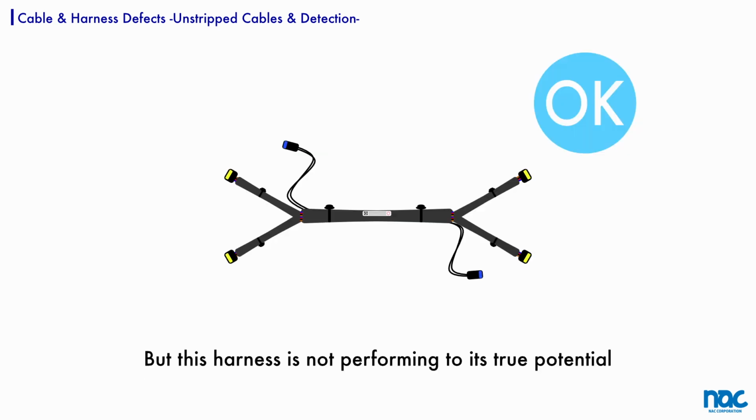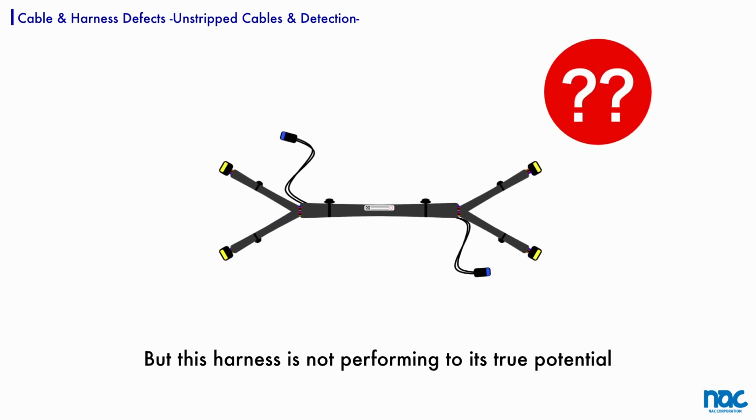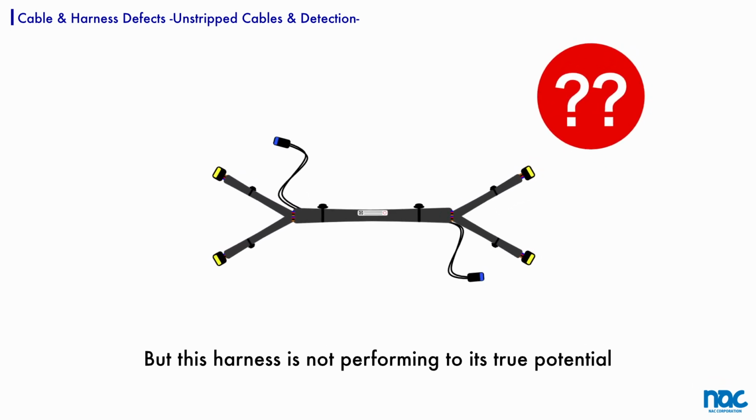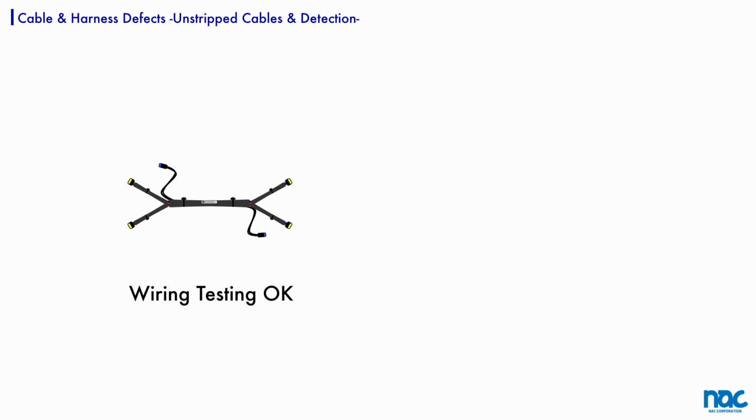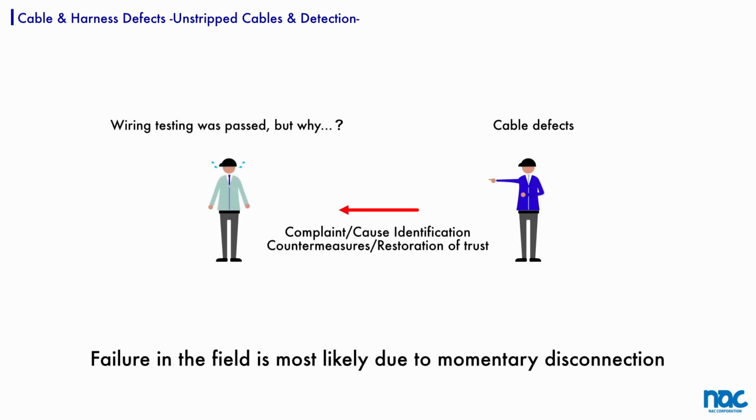Conduction is maintained in a static state. However, vibration, shock, and refraction can cause unstable conduction. There are cases in which a product has passed wiring testing and has been shipped, but the manufacturer complains that the product is defective. There is a possibility of momentary disconnection due to an unstripped cable.